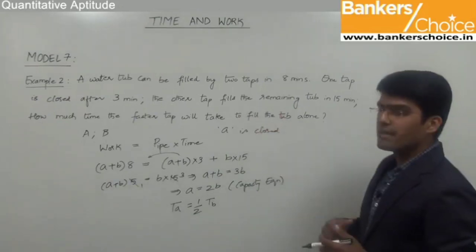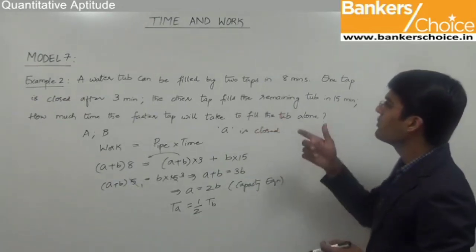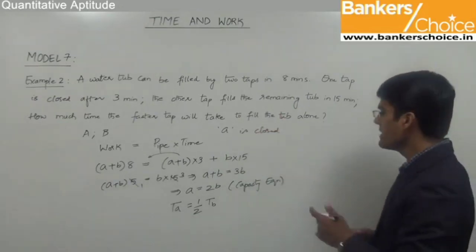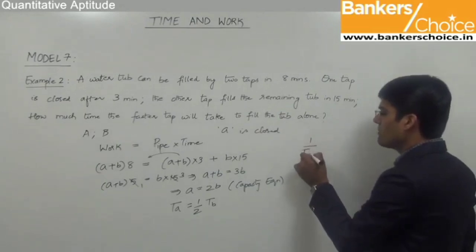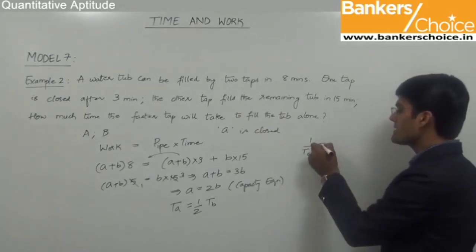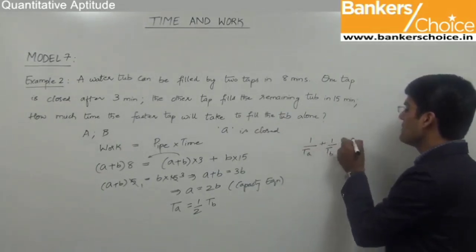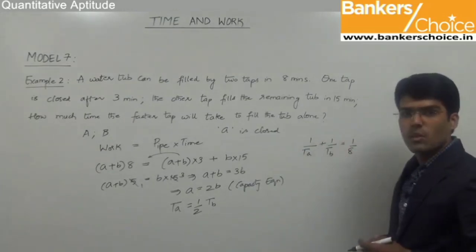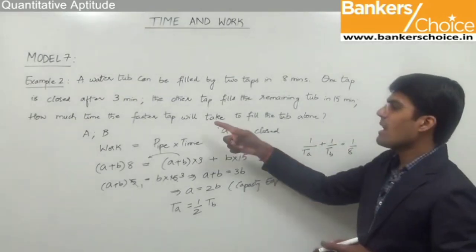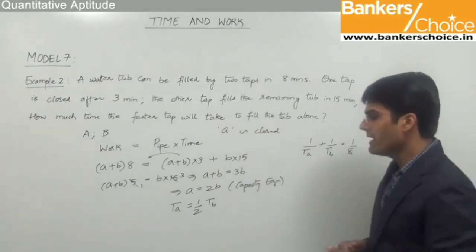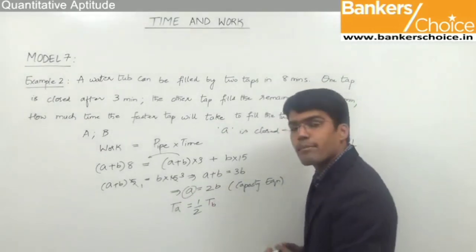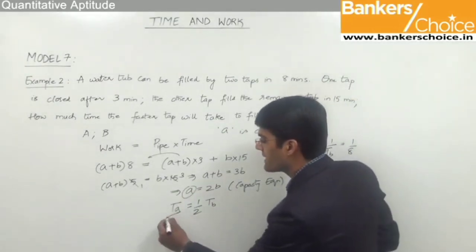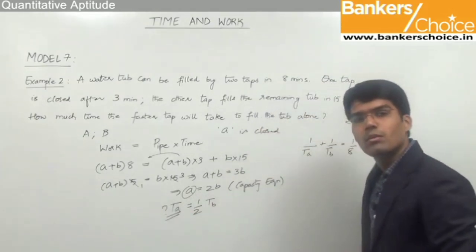The first statement here is that the water tub can be filled by both the taps in 8 minutes. That means the equation will be 1 by time taken by tap A plus 1 by time taken by tap B equals 1 by 8. That is nothing but the work done by the taps in 1 minute. The given question says how much time the faster tap will take. Very clearly the faster tap is tap A. So we need to find out the time taken by tap A.